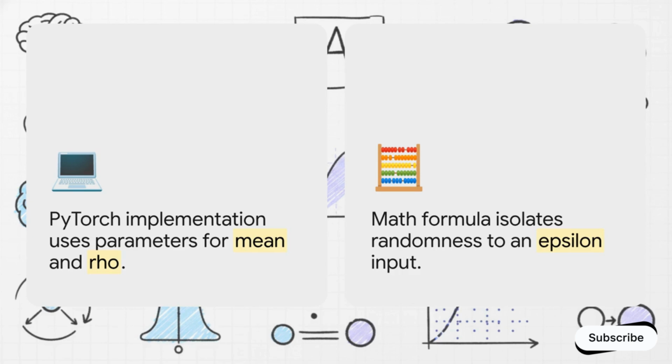Mathematically, W equals mu plus sigma times epsilon. We isolate the deterministic nodes, mu and sigma, from the random node, epsilon. Epsilon is just drawn from a standard normal distribution and treated as a constant input. And because of this clever separation, gradients can flow perfectly through mu and sigma during backpropagation.